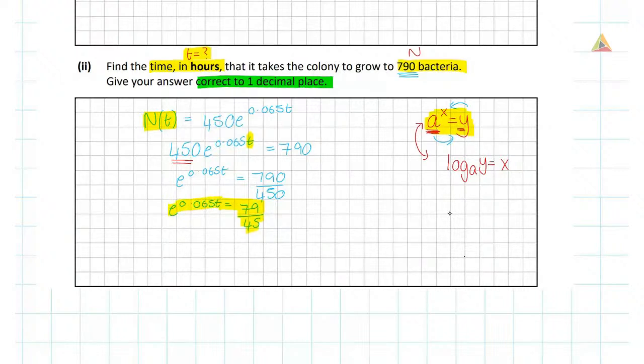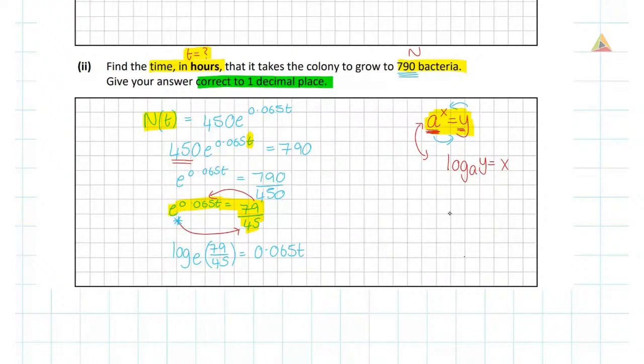So straight away, what I'm looking for is in the power, so I'm using my logs. I'm going to draw in my anti-clockwise arrows, just like that. And that should tell me that we have log, starting at the left, log to the base e, following my arrows, of 79 over 45 equals 0.065 t. So I've changed from an index equation to logs in order to solve that index equation.